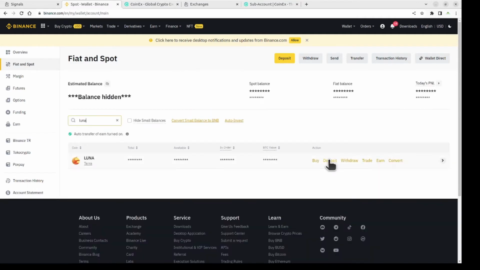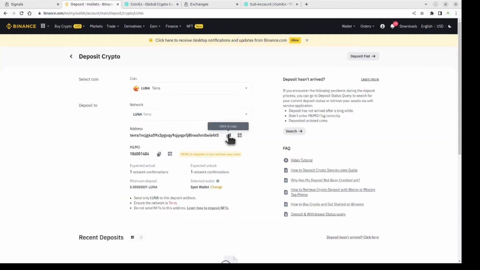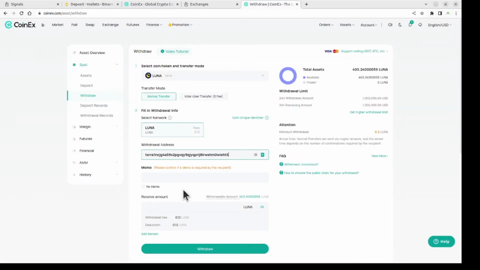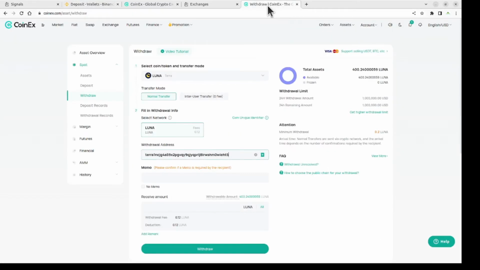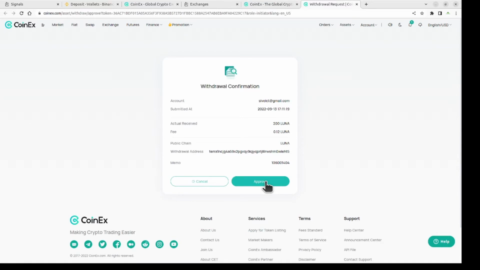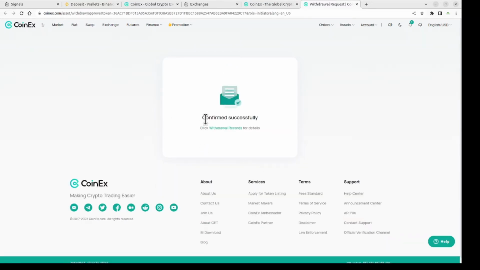Search for Luna, click deposit. Okay, then copy the address. Go to Coinex and paste it on withdrawal address. Go back to Binance, copy the memo, and paste it here. Amount 200. Put in 2FA. Then go to email to approve. Then confirm successfully. Then we wait for it to arrive at Binance.